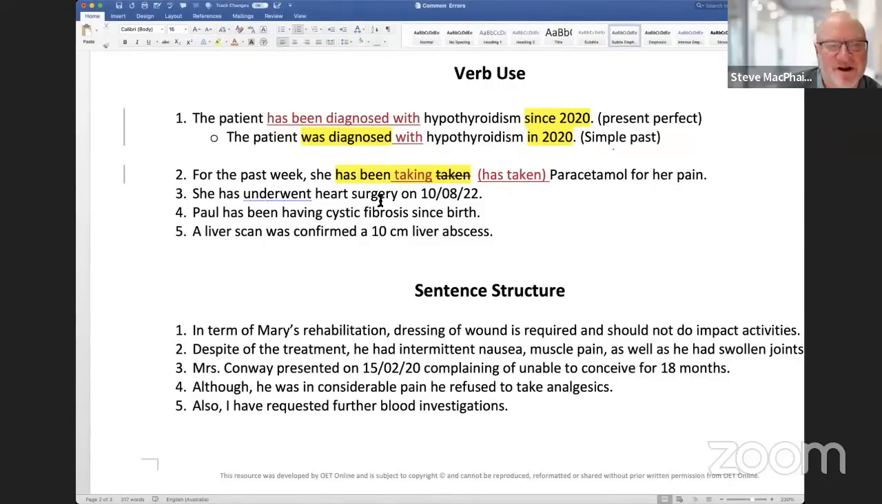All right, next one, number 3. She has underwent heart surgery on 10 of August 2022. She has underwent. Now, this is a bit of a problem. We've used present perfect, but it doesn't really work. She has underwent.